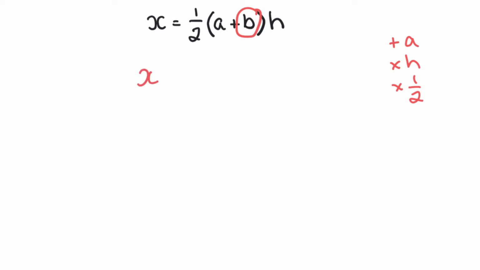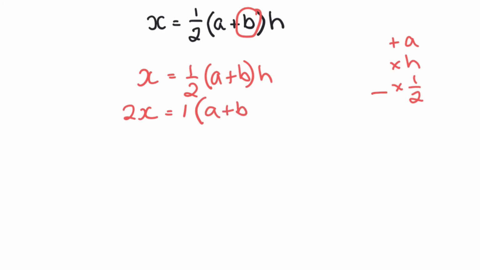So if we start with x equals a half, a plus b, times h. The last thing that happened to b was it was times by a half. So we're going to reverse that by timesing both sides by 2. So we get 2x is equal to 1 times a plus b, times a half. The next thing that happened to it was times by h, so we're going to reverse that by dividing by h. So 2x divided by h is equal to a plus b.